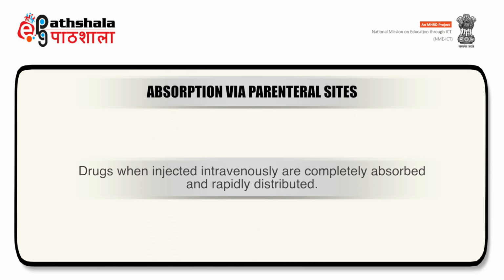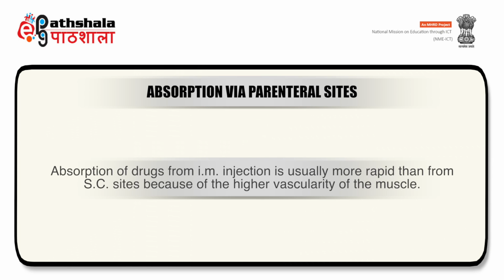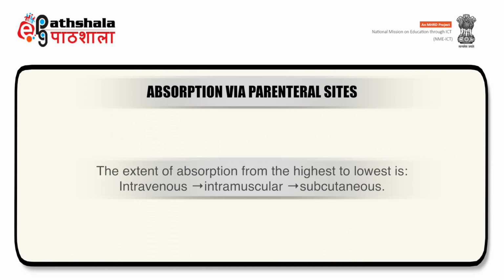The drug, when injected intravenously, is completely absorbed and rapidly distributed, while drugs injected intramuscularly and subcutaneously are absorbed by passive diffusion from the injection site into the plasma. Absorption of drug from intramuscular injection is usually more rapid than from a subcutaneous site because of the higher vascularity of the muscle. The extent of absorption from highest to lowest is intravenous, then intramuscular, and then subcutaneous.